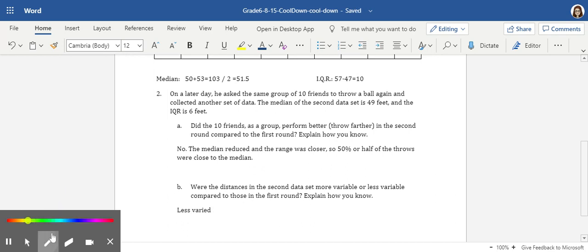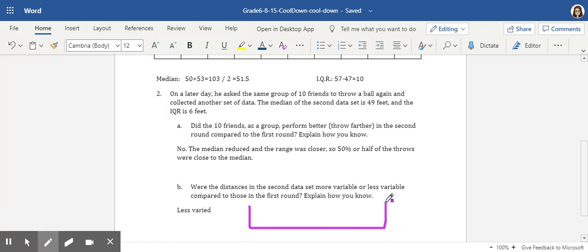And if you think about it, we can go back to that. If you took all the scores, we have our minimum here, our maximum here, and our median's going to be in the middle. And then we have our Q1 and our Q3. So when they talk about the IQR being 6 feet, that means the range between the middle of the bottom half and the middle of the top half is only 6 feet. So that's really close together compared to 10 feet.